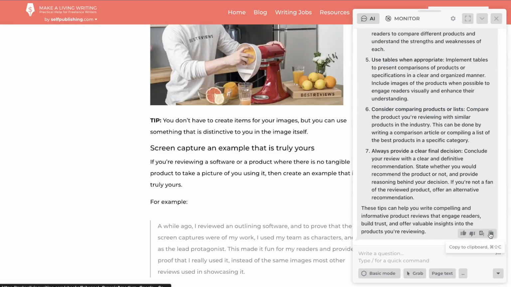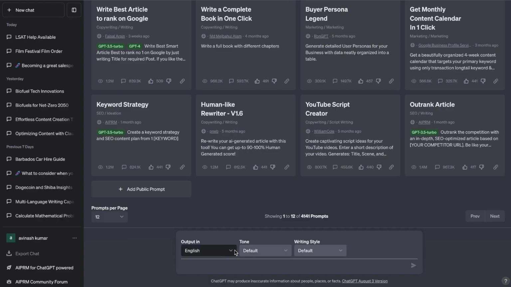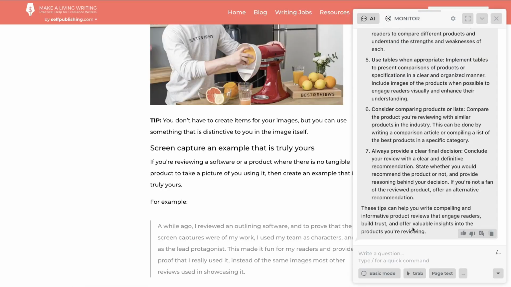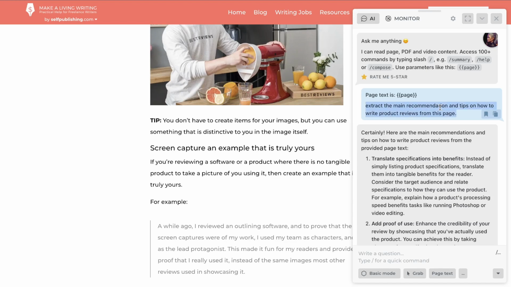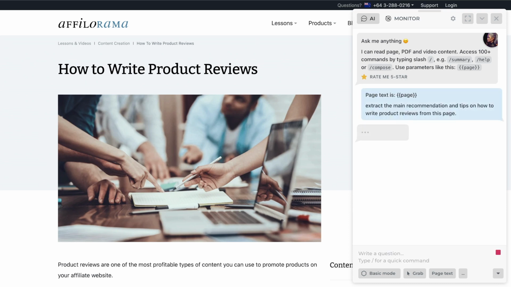So we're going to copy this over, and I'm going to paste this into Claude, and I'm also going to paste this into ChatGPT. Now let's do the same thing for the second blog post. I'm just going to go ahead and copy over this prompt. We're going to hit page text, so it's going to read the whole text on this page, and we're going to run the same prompt.